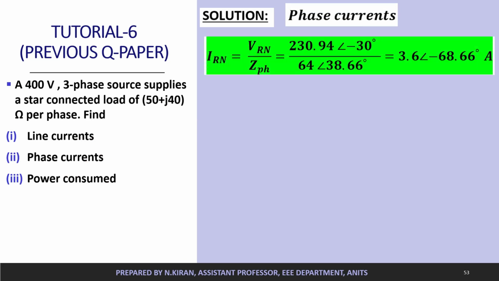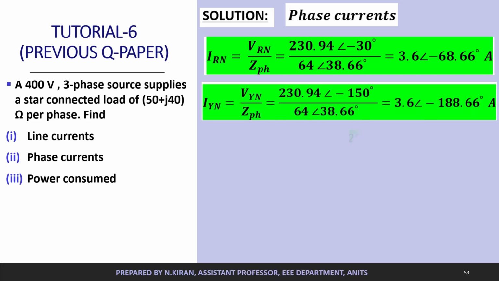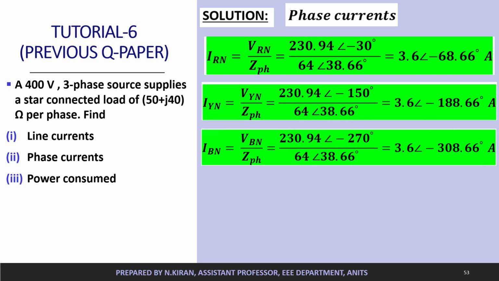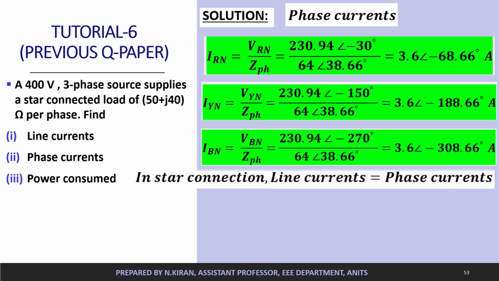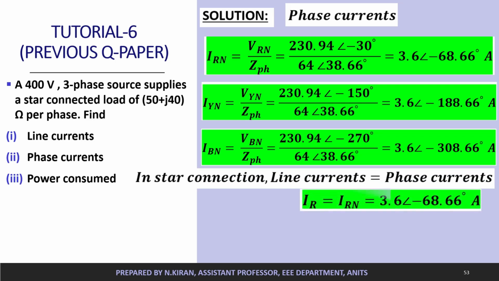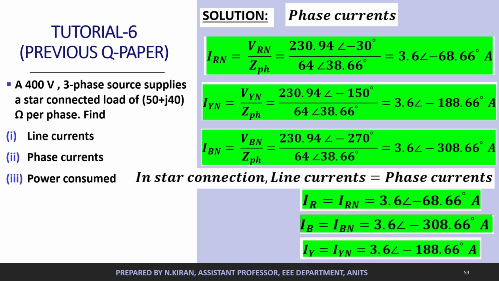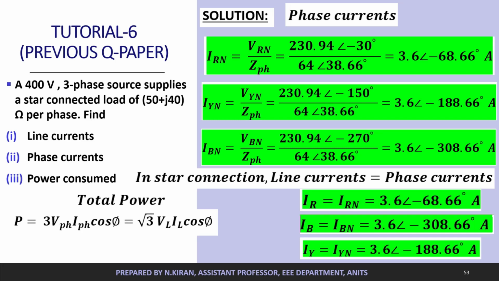Phase currents: I is equal to V by Z. So we know the phase voltages as well as phase impedances. So substituting the formulas, we will get all the three phase currents for the star connected load. Since this is a star connected load, line current is equal to phase current. So whatever values I have got for phase currents, the same values are for line currents. Power consumed formula, if I substitute in either of the formulas, I'll get 1.94 kilowatts.